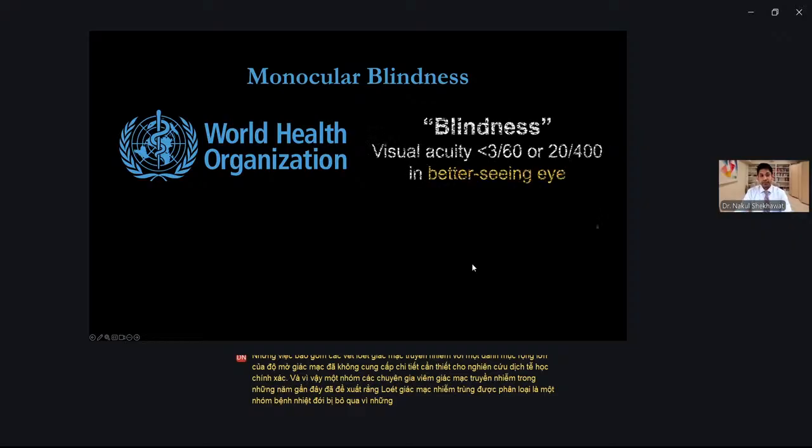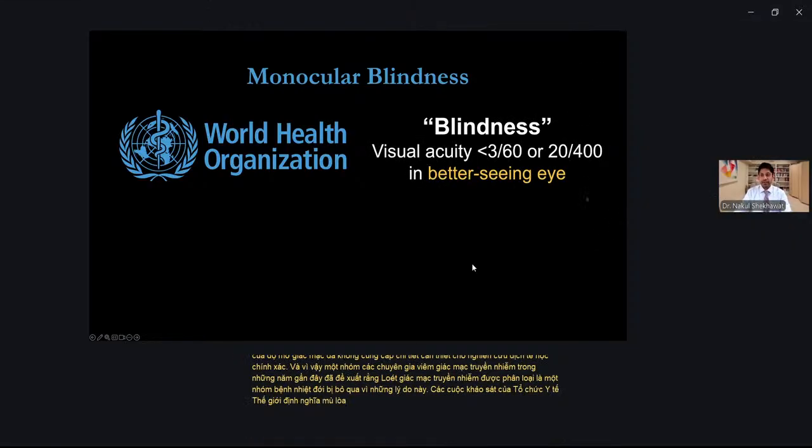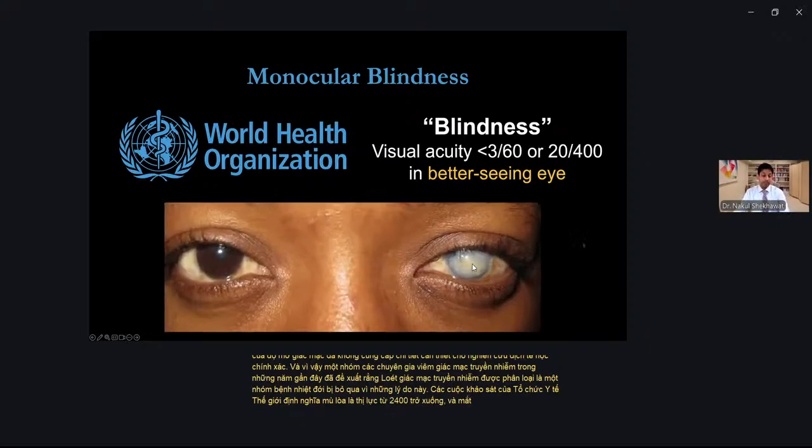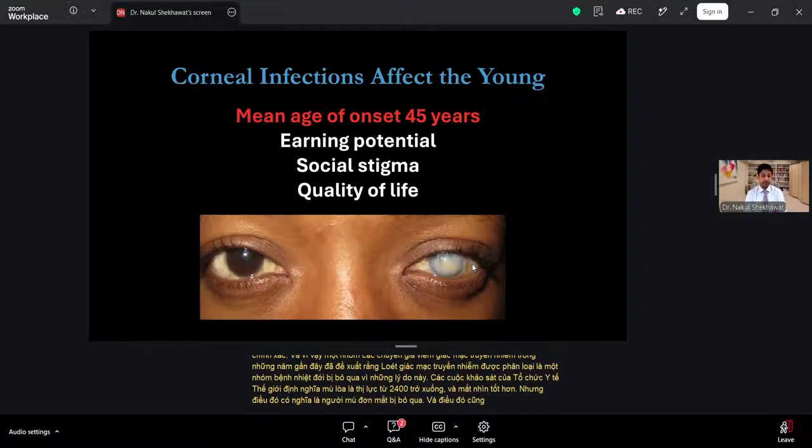The World Health Organization surveys define blindness as visual acuity that is 20/400 or worse in the better seeing eye. But what that means is that monocular blindness is ignored. And what that means also is that infectious keratitis and the burden of that disease is ignored.